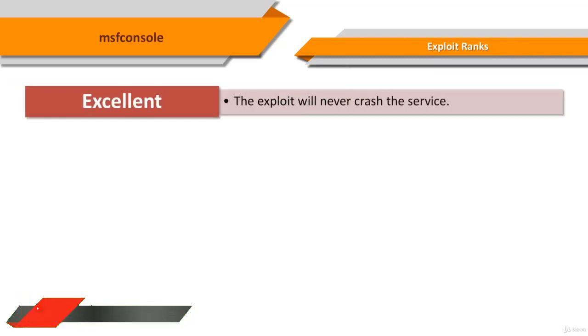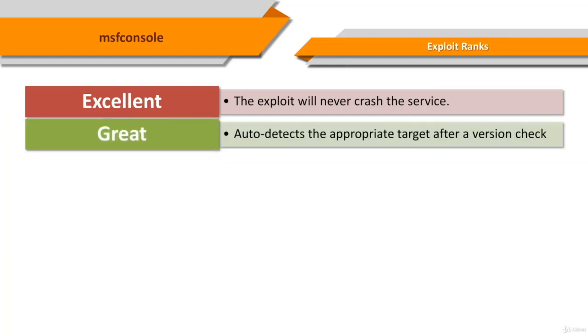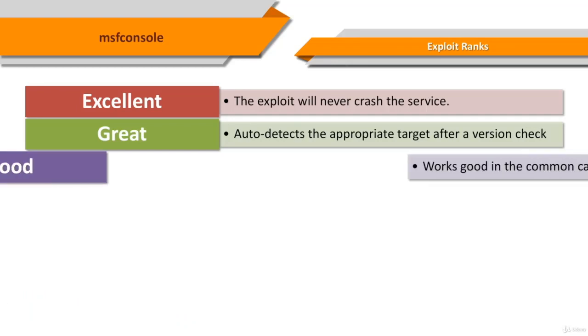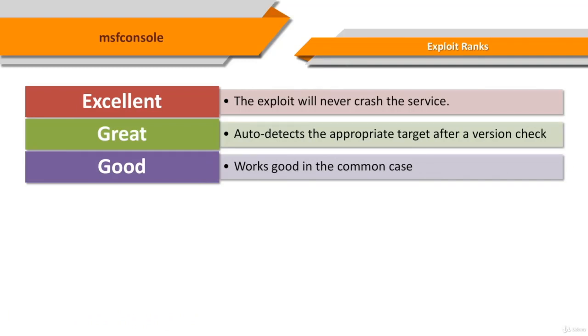Starting off with excellent: the exploit will never crash the service. This is the case for SQL injection, CMD execution, RFI, LFI, etc. No typical memory corruption exploit should be given this ranking unless there are extraordinary circumstances. Great: the exploit has a default target and either auto-detects the appropriate target or uses an application-specific return address after a version check. Good: the exploit has a default target and it is the common case for this type of software, English, Windows 7 for desktop apps, 2012 for server, etc.